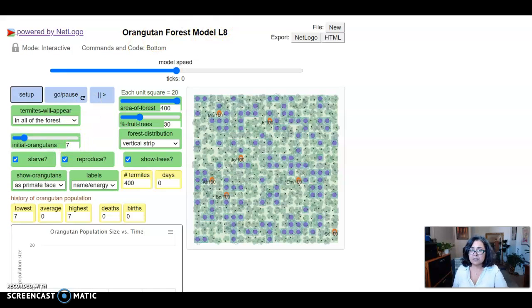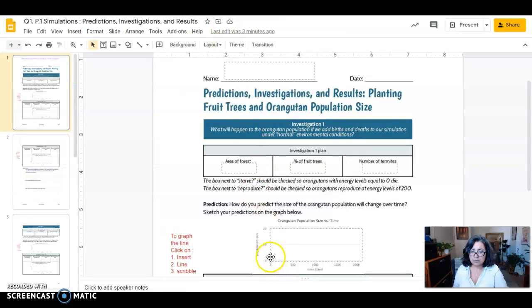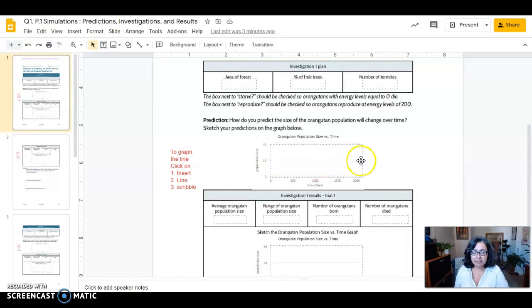So make sure that when you're making your prediction, you go up here and start jotting it down, where if this is 0 population, that's 10, 7 must be somewhere here, right? How do you think it's going to graph it? Go ahead and make a prediction and graph it. In order to graph it here, please read my directions in the red here, okay? It tells you what you need to do. Once you do that and you make your prediction, then you are going to run the simulation.